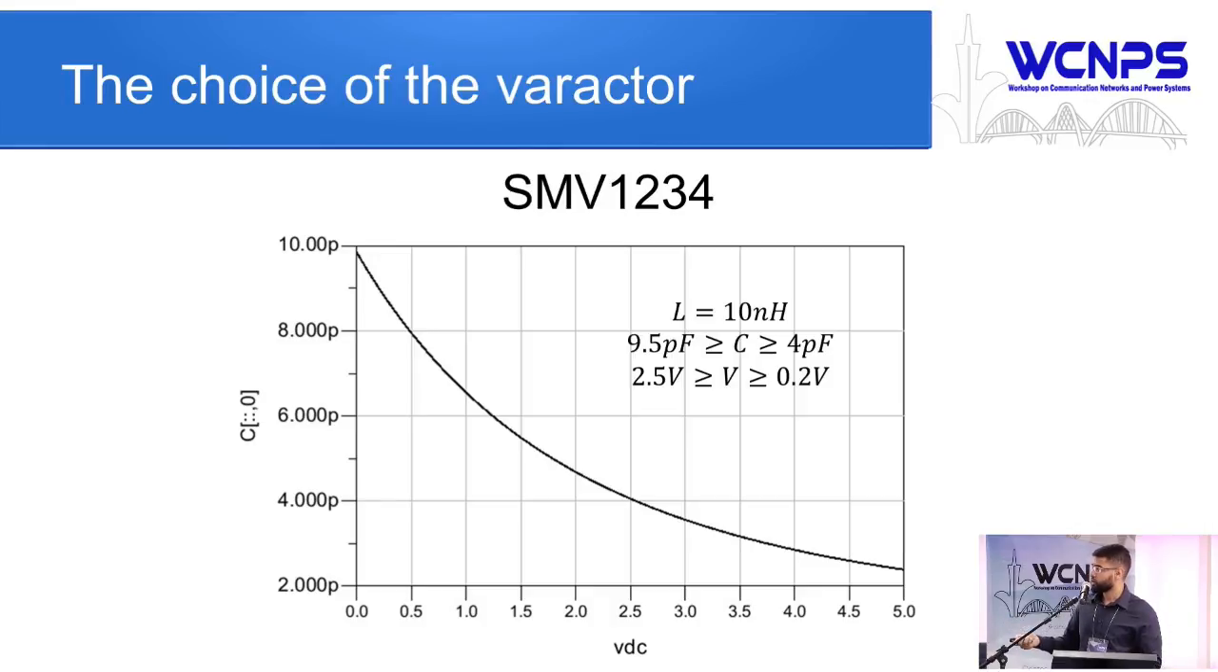Looking at this graph, we need to set the voltage from 2.5 to 0.2 volts to feed this varactor. The other varactor has a different curve, and for the same inductor value, we have the same capacitance range, but the voltage necessary to feed this varactor is very different.